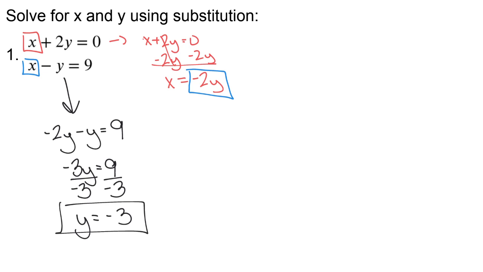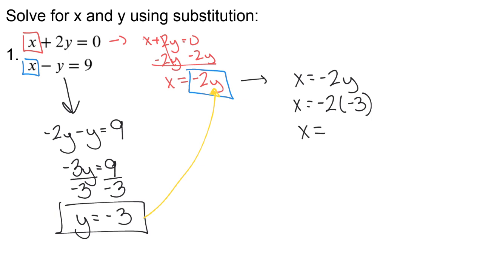Now that we know that, we can take this and put it back in here to solve for x. So I'm going to rewrite this. x equals negative 2y. But instead of y, I'm going to use the value that I know y is. y is negative 3, because we just solved that right over here. And then we should be able to solve for x over here. This is going to be x equals negative 2 times negative 3 is positive 6. So the coordinate point where these two lines intersect is at 6, negative 3. Remember, we're always x comma y.